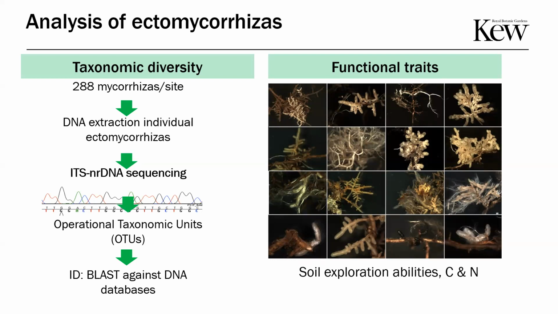So what we do is extract the DNA of those individual root tips of those ectomycorrhizas, and we select a barcode. We amplify through PCR a barcode that is the ITS, the internal transcribed spacer region.